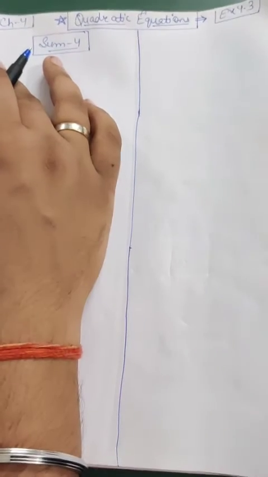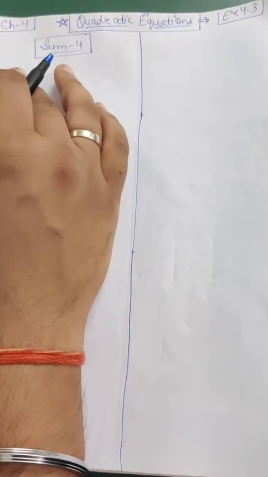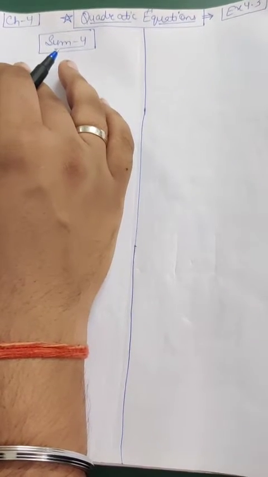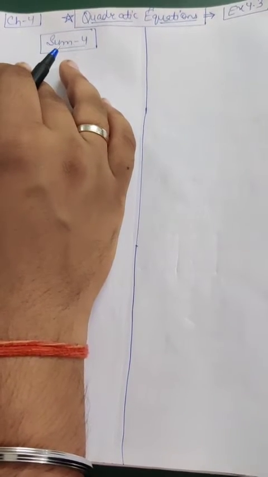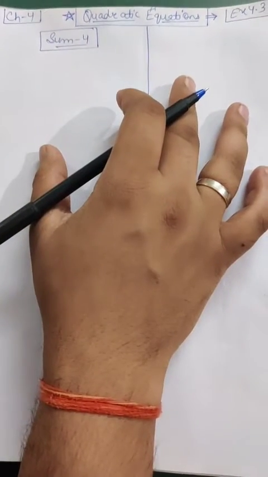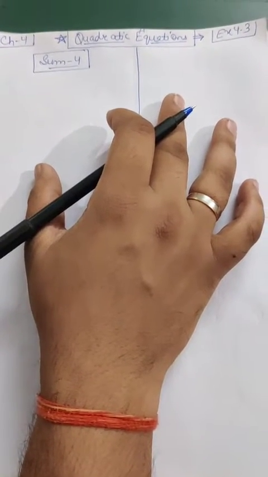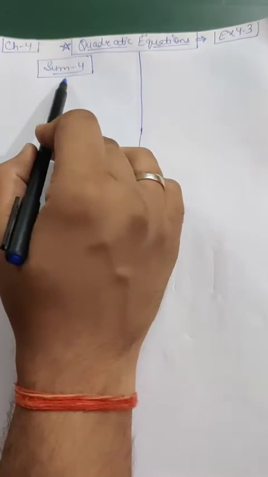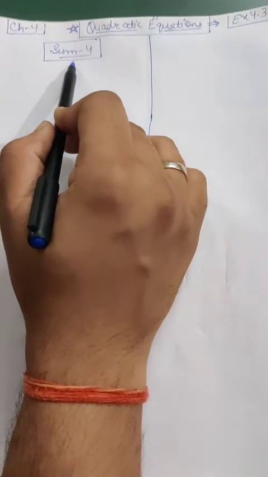Good morning, students. As we know, we are doing the statement problems or the word problems of quadratic equations, and we have covered two exercises, first and second. Now today in this video we will discuss some of the word problems of the third exercise. We are starting to discuss sum fourth of exercise 4.3.